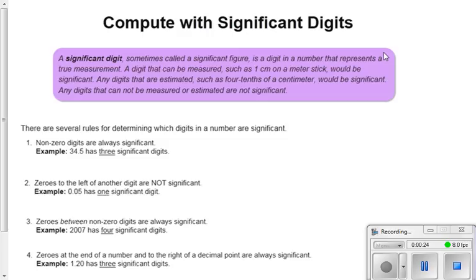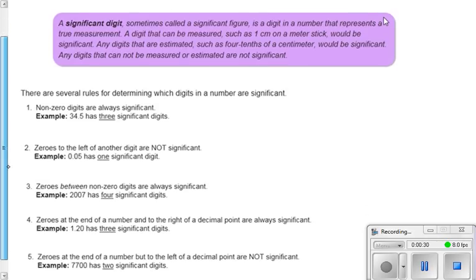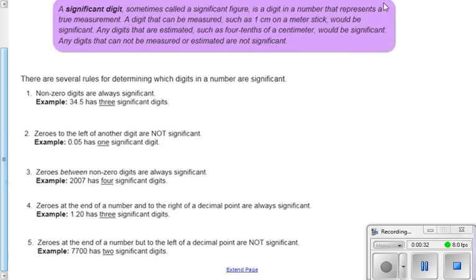So what we're going to do is compute with significant digits, and there are 5 ways to do so. Here are your 5 rules. Rule number 1 says non-zero digits are always significant. The example they give us is 34.5. That has 3 significant digits. All digits here are non-zero, so it has 3 significant digits.